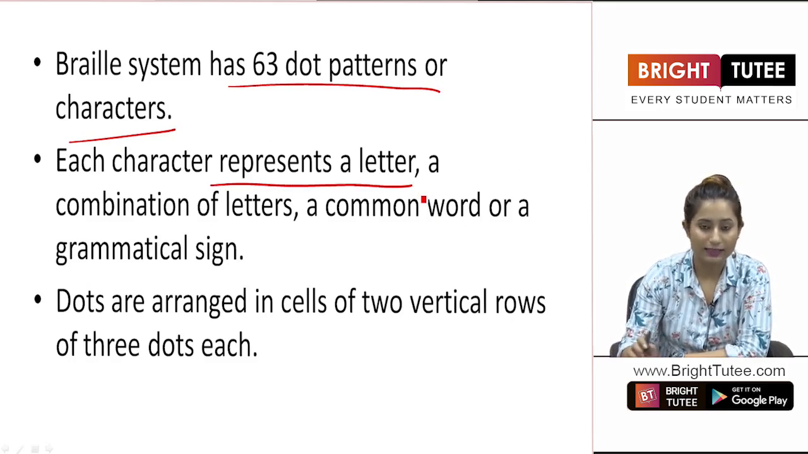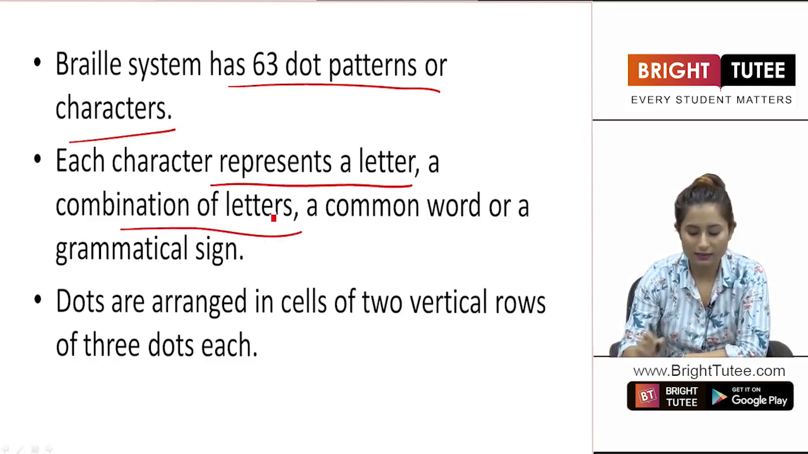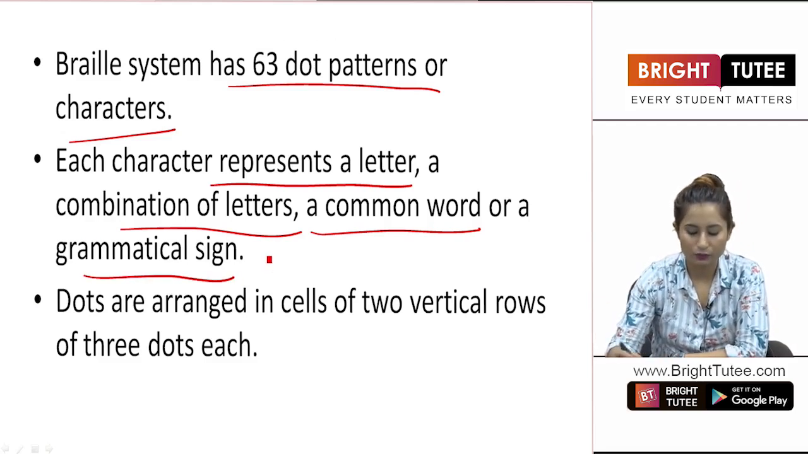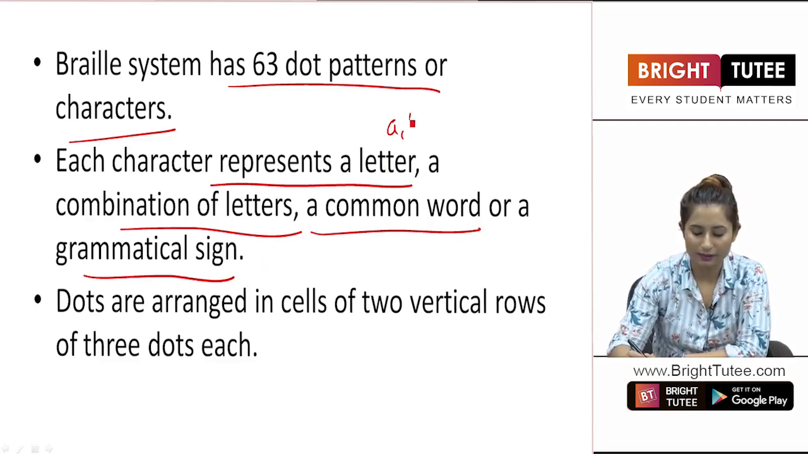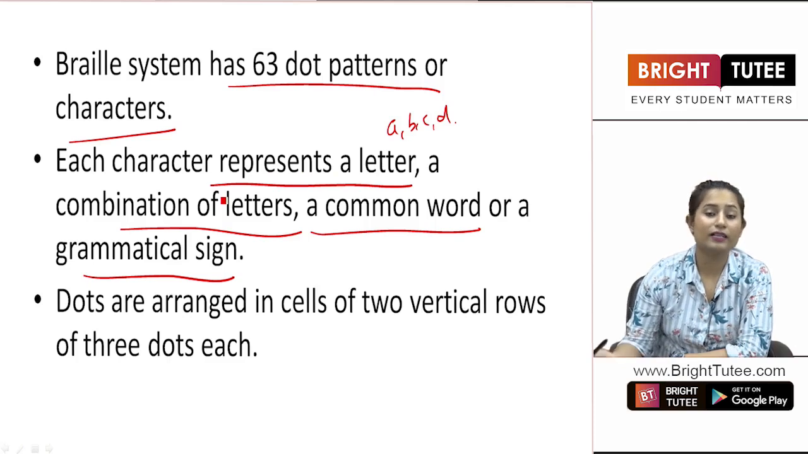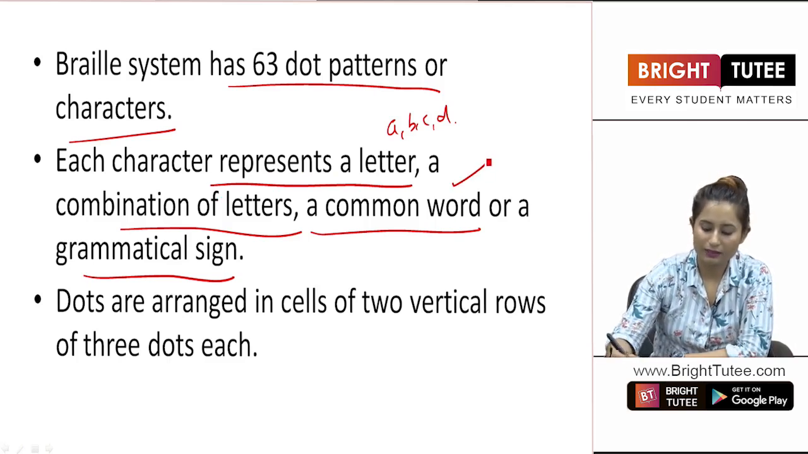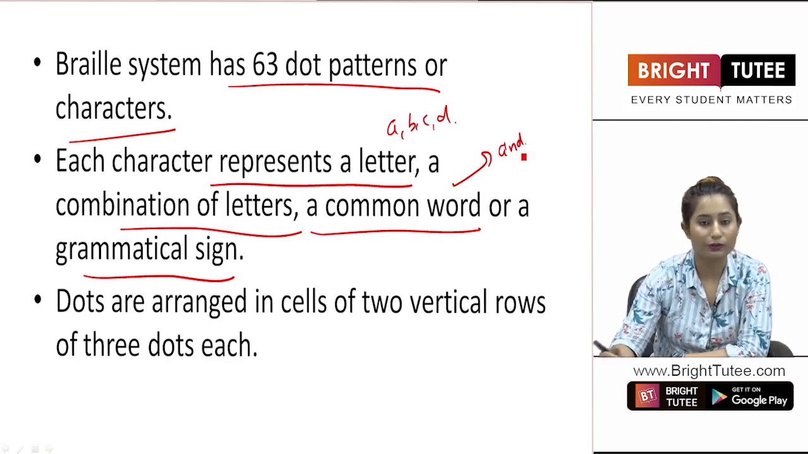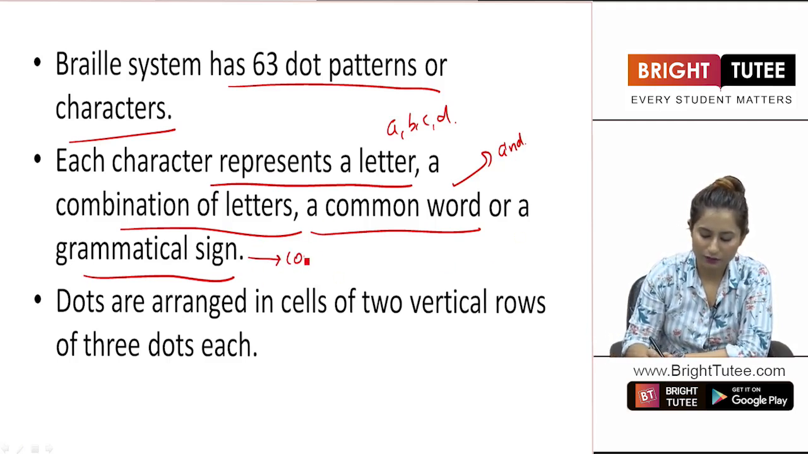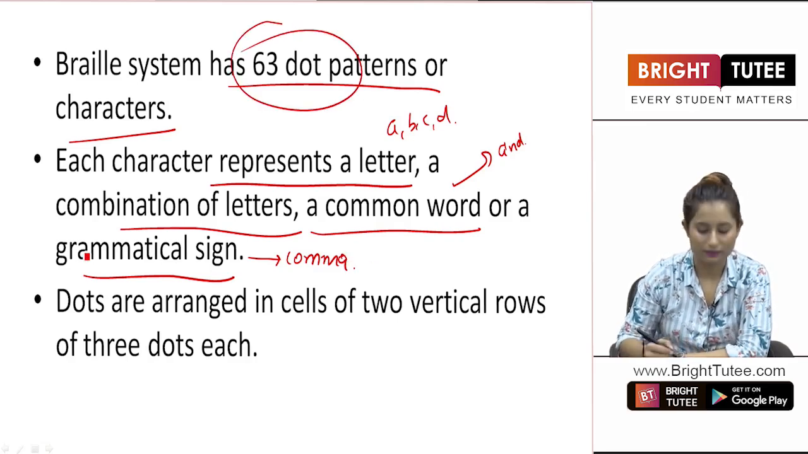Now the Braille system has 63 dot patterns or characters. Each character represents a letter, a combination of letters, a common word, or a grammatical sign. As I told you, it represents a letter such as A, B, C or D, any alphabet. Then a combination of letters, sometimes a common word such as and, as we saw in the example of and. Or it can be a grammatical sign such as we saw for comma, right? It has 63 such dot patterns.